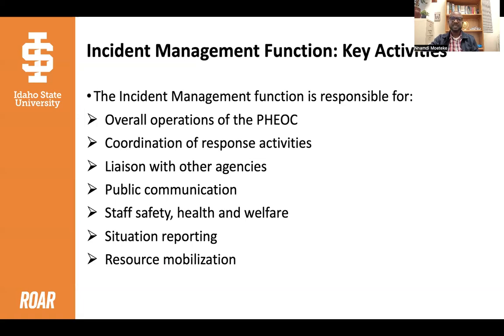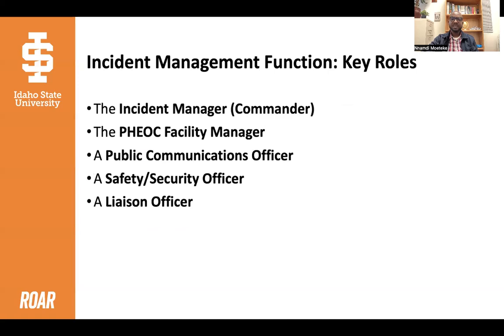And to do this effectively, the management function will need to understand the roles of all the other responding organizations and the wider context of the response. The incident management function's key roles include the incident manager or the incident commander, who is normally appointed from the responsible or lead agency in charge of the response.